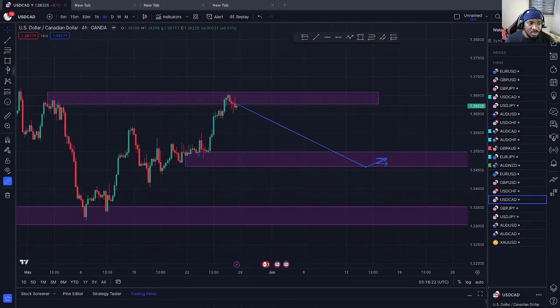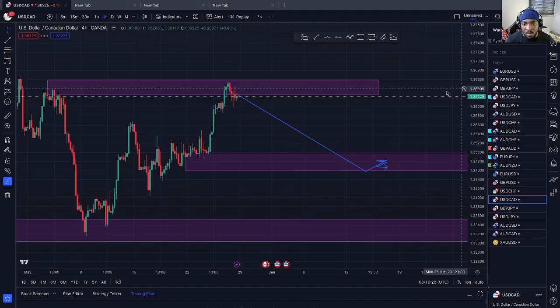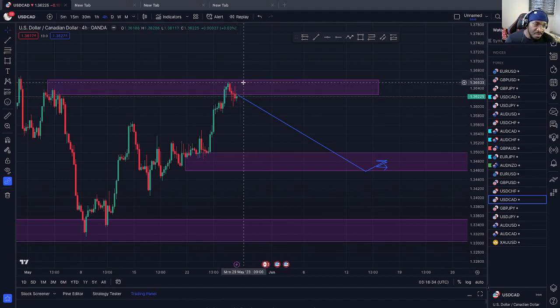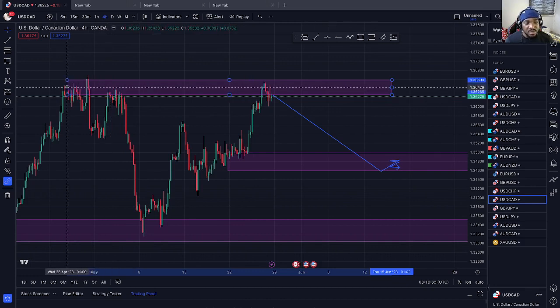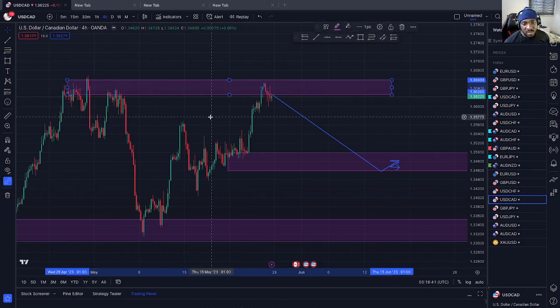To get an entry right on this zone, what we'll be looking for is a break of structure in the lower time frame. We'll be looking for a double top, or a head and shoulders pattern, or a different pattern. It depends on how you want to enter the trade. Everybody has their different ways of entering the trade, but this is just a way of trying to make you understand what we're actually expecting on this market.